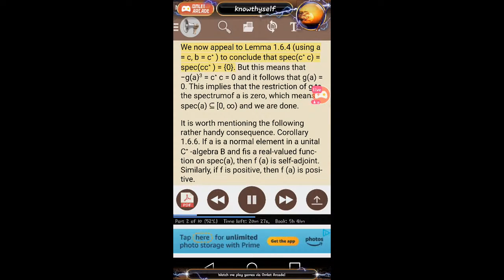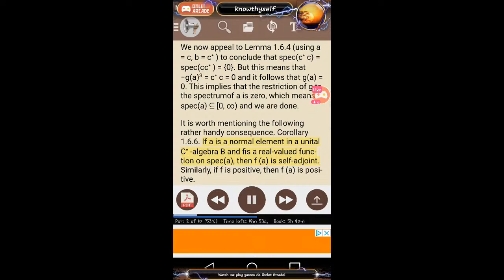We now appeal to Lemma 1.6.4 using A equals C, B equals C* to conclude that spec(C*C) equals spec(CC*) equals {0}. But this means that −g_A^3 equals C*C equals 0 and it follows that g_A equals 0. This implies that the restriction of g to the spectrum of A is 0, which means spec A is contained in [0, ∞), and we are done. It is worth mentioning the following rather handy consequence. Corollary 1.6.6.